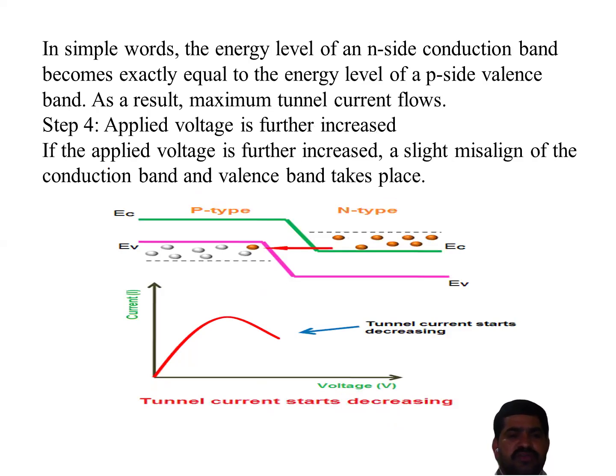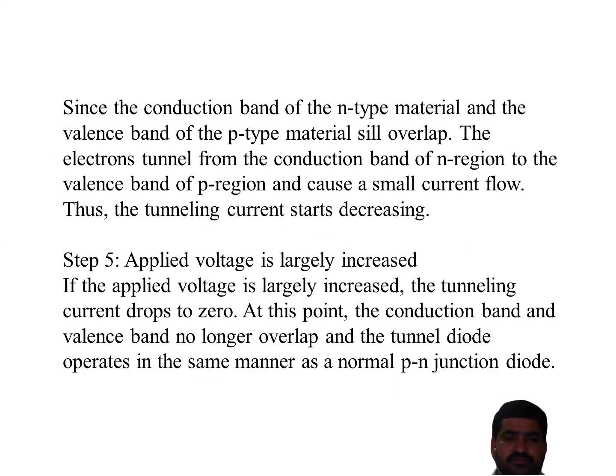You can observe in the graph that the energy level of the N-side conduction band becomes exactly equal to the energy level of the P-side valence band, and maximum tunnel current flows. In the fourth step, the applied voltage is further increased. If the applied voltage is further increased, a slight misalignment of the conduction band and valence band takes place. Since the conduction band of the N-type material and the valence band of the P-type material still overlap, the electrons tunnel from the conduction band of the N region to the valence band of the P region and cause a small current flow. Thus, the tunneling current starts decreasing.